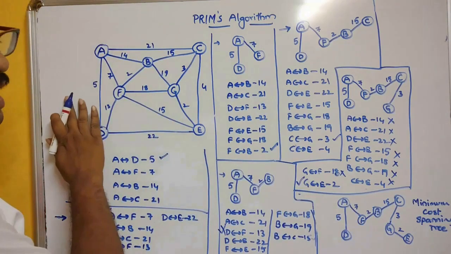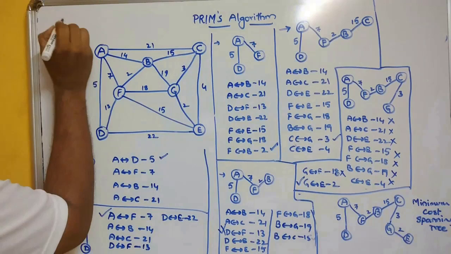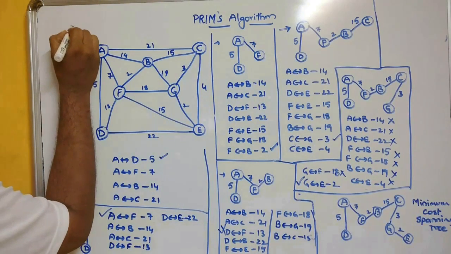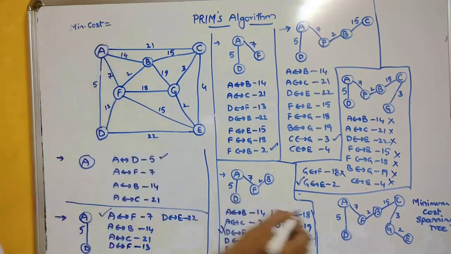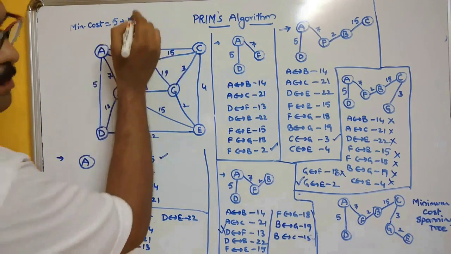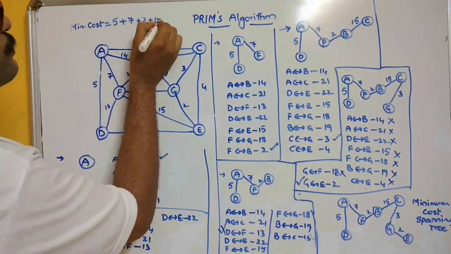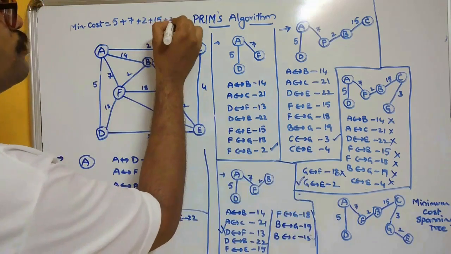for this particular graph. And here the minimum cost, I will write down here. So the minimum cost is, how much? 5 plus 7 plus 2 plus 15 plus 3 plus 2.